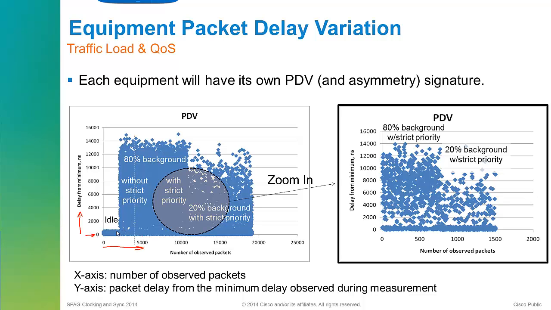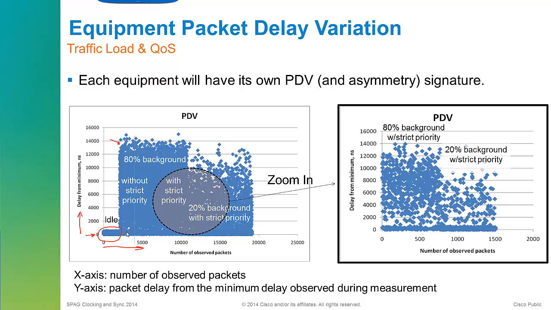So we're leaving the device here sitting in an idle mode, so all the packets are basically transiting the device at the same sort of latency. There's no variance really from the minimum, maybe a few nanoseconds here and there. Then we put some background traffic on. This is the background traffic that's been added, and we don't have a strict priority queue. So we have no quality of service, no strict priority queue. And then we ramp up this background traffic. We basically load it up to 80%.